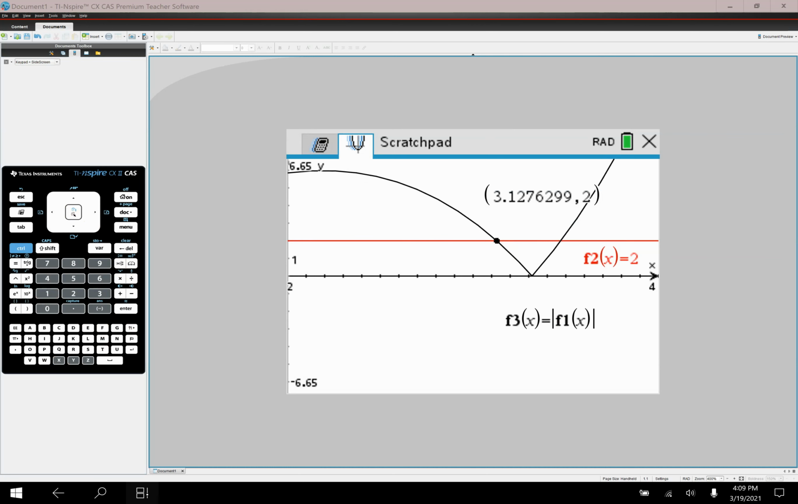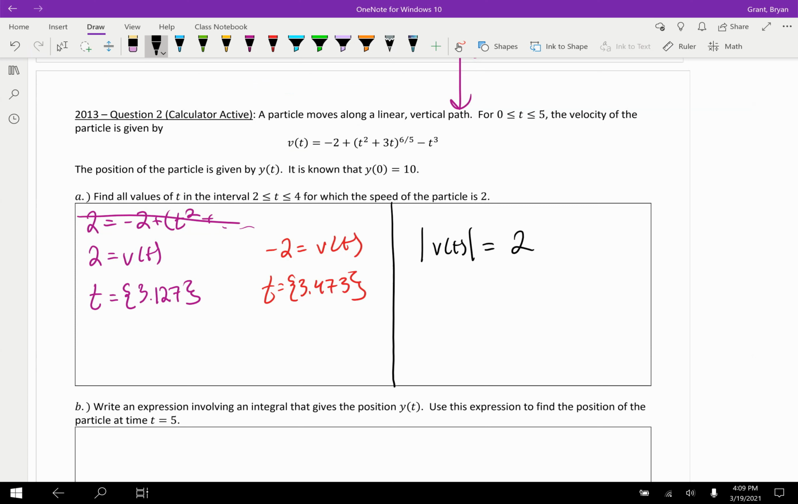Those two intersection points, we already know their values. We found them before. They are 3.127 and 3.473. And there we go. This way is a little more efficient. This one doesn't take too much longer, but you must remember for speed to find both the positive and negative velocities.